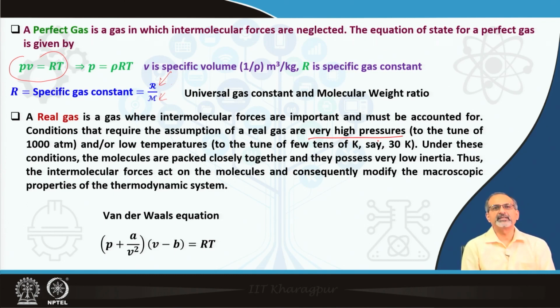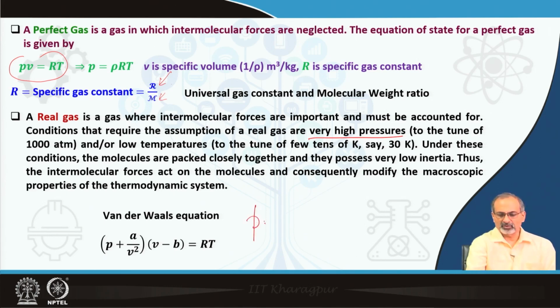Under these conditions, basically what happens is that the gas molecules become highly packed, and they are very close to each other. Therefore, the intermolecular gaps are much reduced, and they also possess very low inertia. In such a situation, the intermolecular forces do get a chance to act on the molecules, and consequently they modify the macroscopic properties of the thermodynamic system comprising that gas. Consequently, the equation of state becomes quite different.